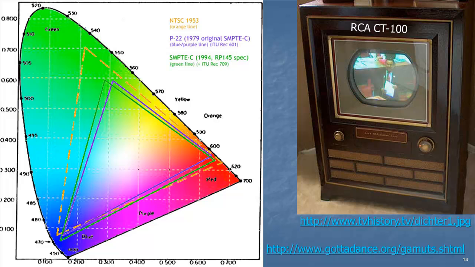Why did we get rid of the wide color gamut? Because it was dim, and people prefer brighter images. So they went to a reduced color gamut so they could get brighter images.